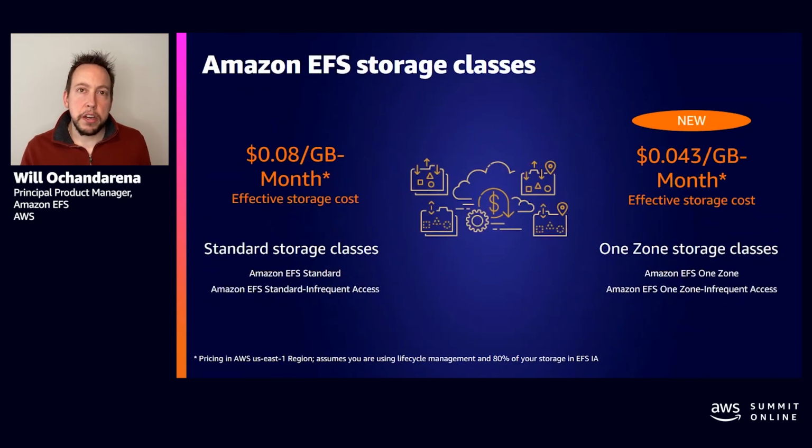Next, we recently launched one-zone storage classes for Amazon EFS. So with one-zone storage classes, you can lower your cost by up to another 47%, so as low as 4.3 cents per gigabyte a month. So this is great for applications that can run in a single availability zone. So this could be used in dev and test environments or in any applications that don't need regional durability.